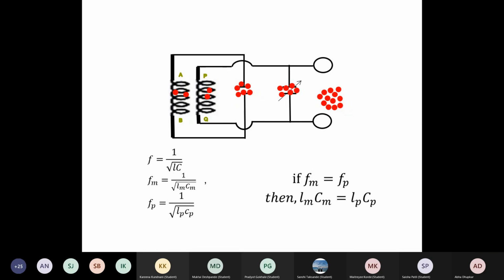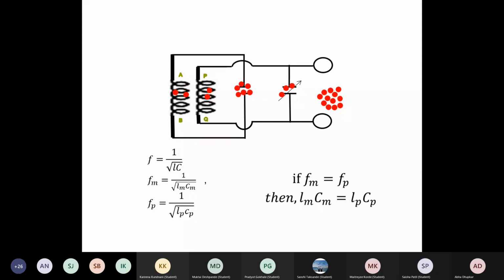Understood this now? Yes, ma'am. Okay. Can someone just say something? Yes, ma'am. Okay, fine. Right. So everyone has understood this? Yes, ma'am. Easier to understand this concept now?